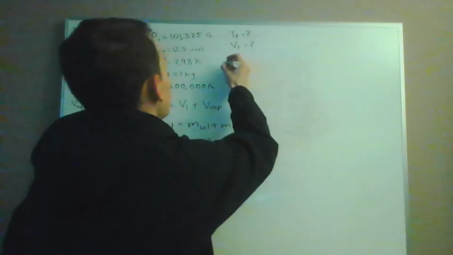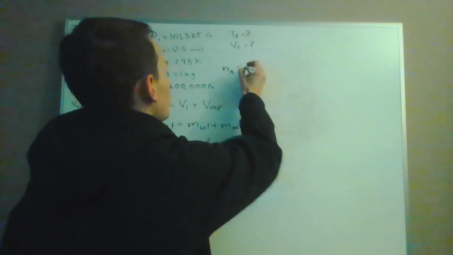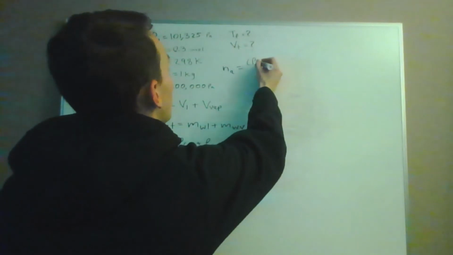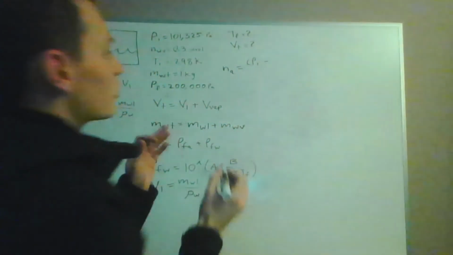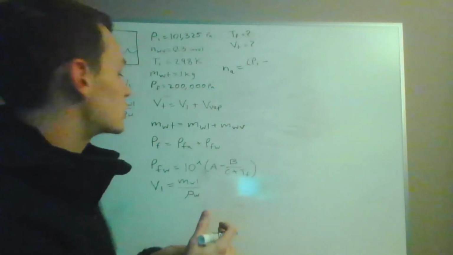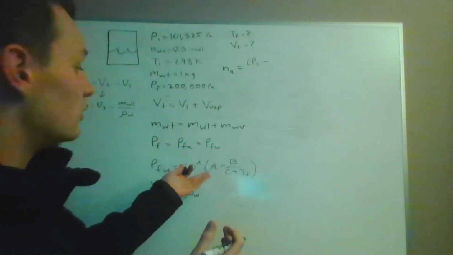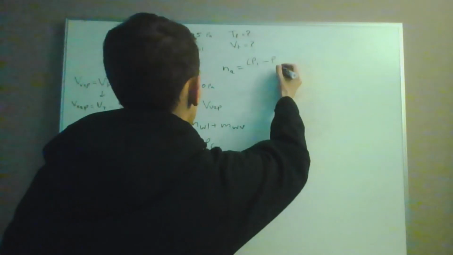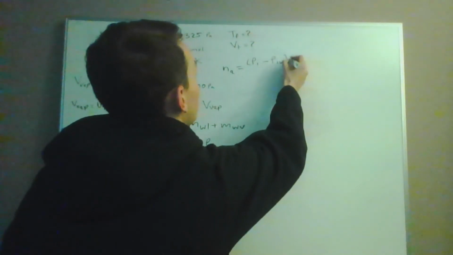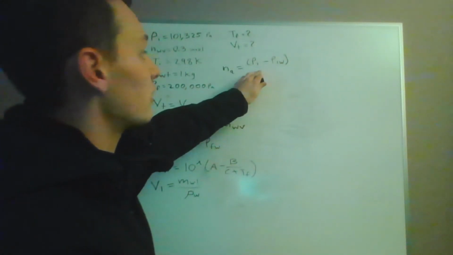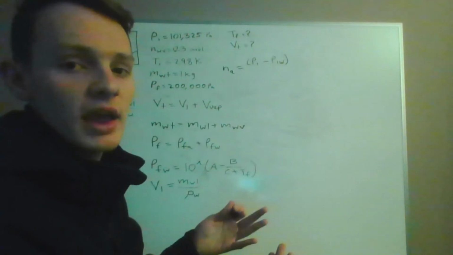So we have the number of moles of air is equal to the initial pressure. We know the initial pressure is atmospheric pressure, given to us there. But what we're also going to want to do here is subtract the partial pressure of the water vapor initially, which could also be found by using the Antoine equation. So I'm going to just write it here as PIW for the partial pressure of water vapor initially. So that difference between pressures is going to be the initial partial pressure of the air.